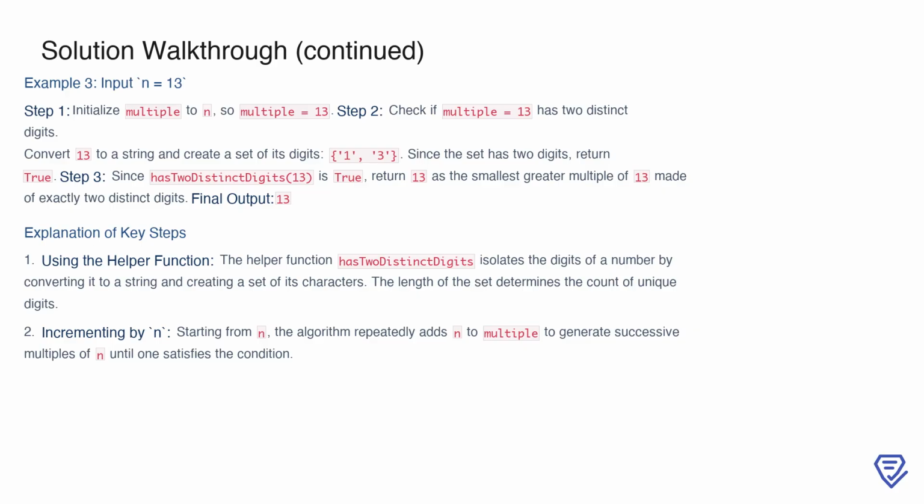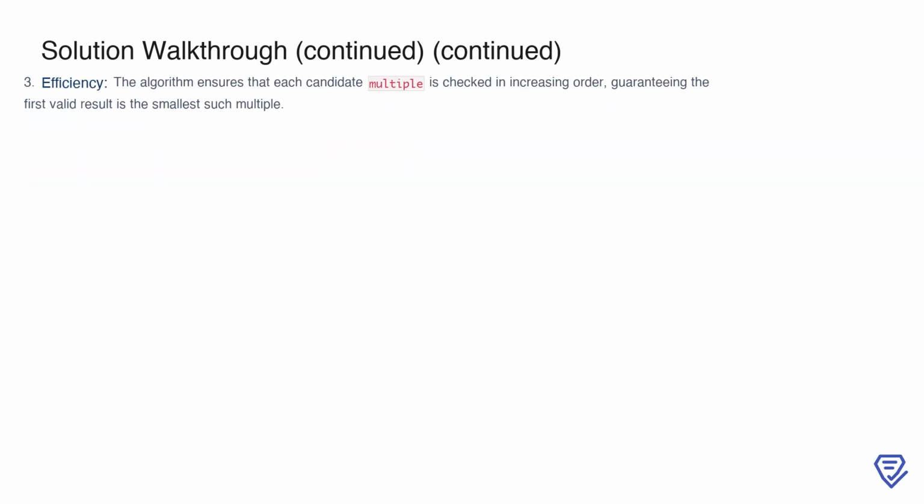Now, let's take a moment to clarify the key steps of the solution. By converting the number to a string and creating a set of its characters, the function efficiently determines how many distinct digits the number contains. This systematic approach guarantees that the smallest valid result is returned. This ensures we don't waste any unnecessary computations.